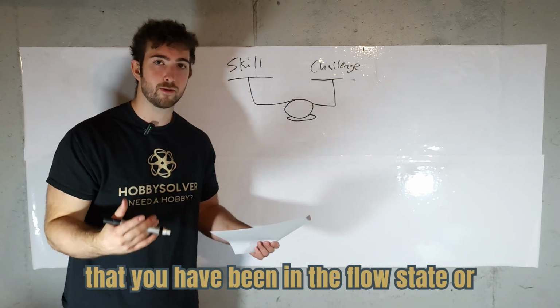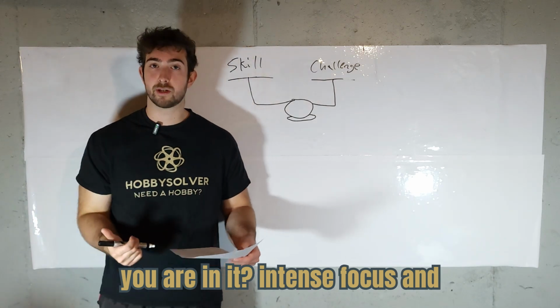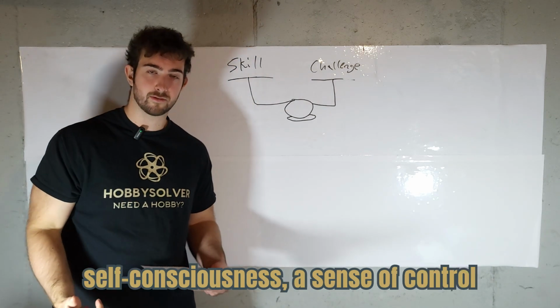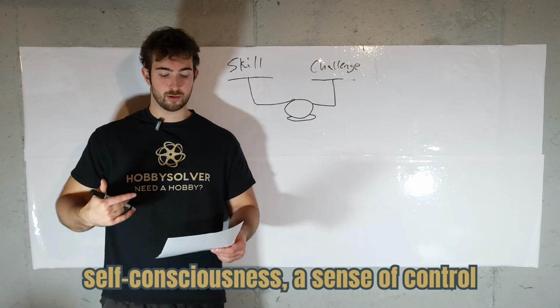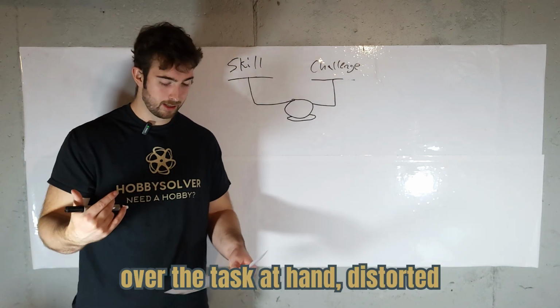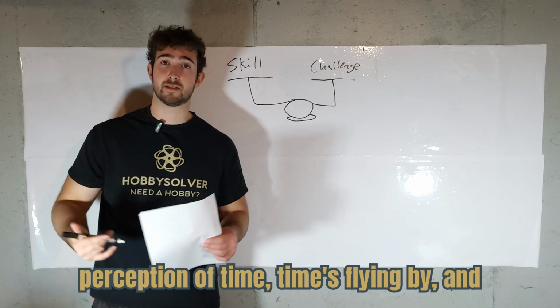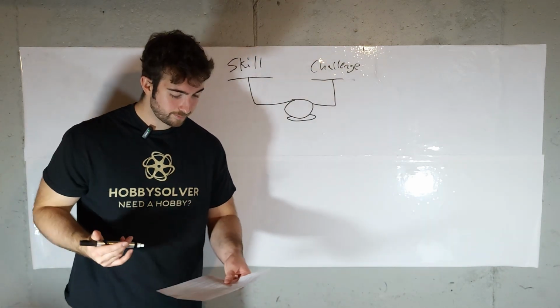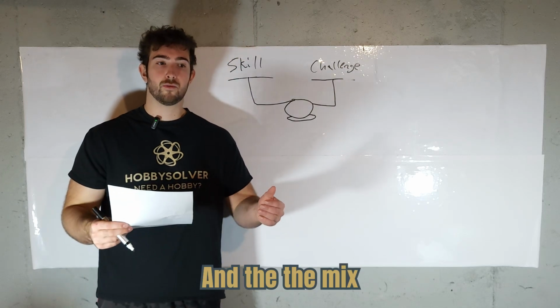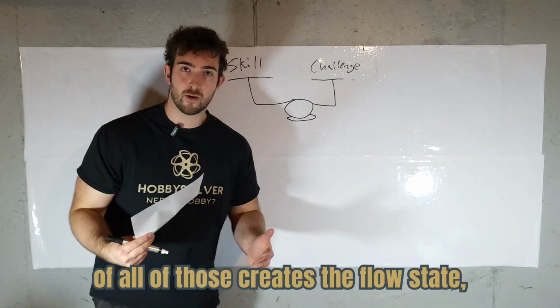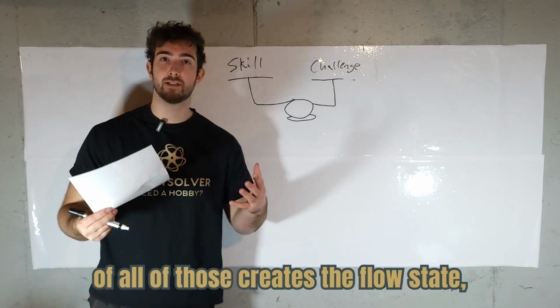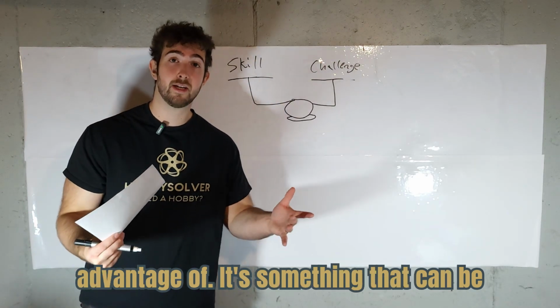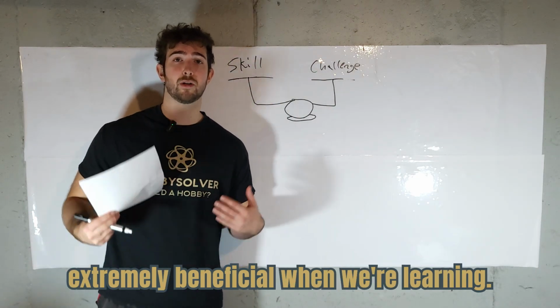So some of the main factors of flow state are: how do you realize that you have been in the flow state or you are in it? Intense focus and concentration, loss of self-consciousness, a sense of control over the task at hand, distorted perception of time, time's flying by and you're not really realizing that it is. And the mix of all of those create the flow state, which is something that we can take advantage of and something that can be extremely beneficial when we're learning.